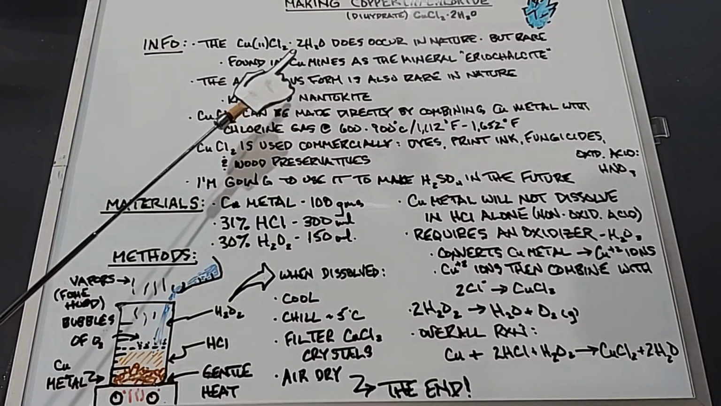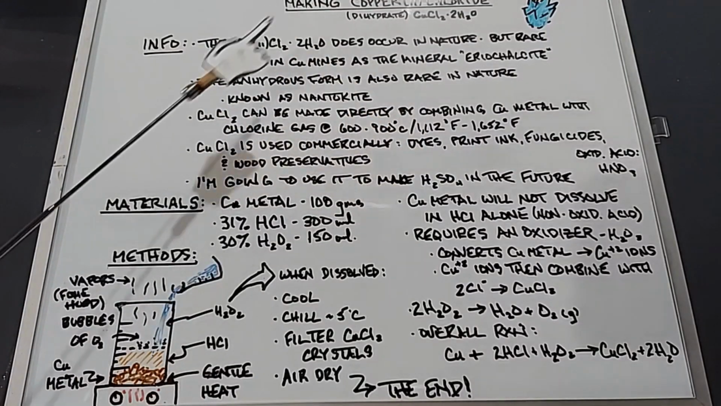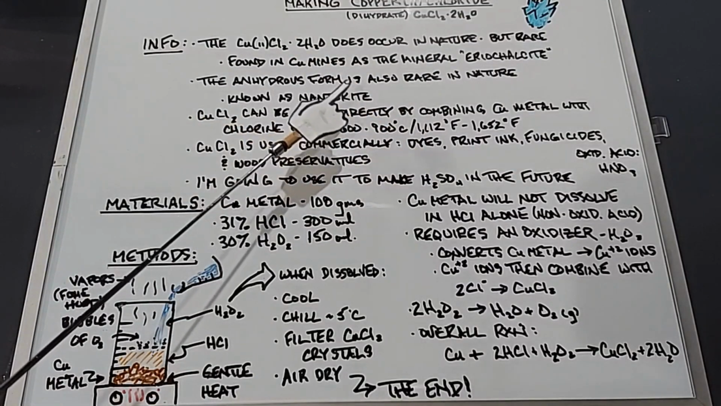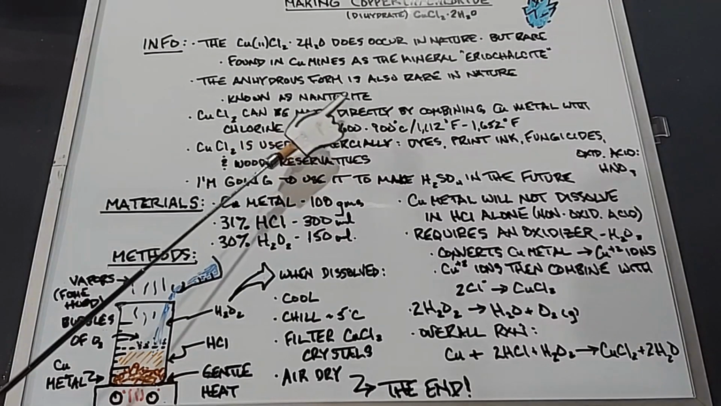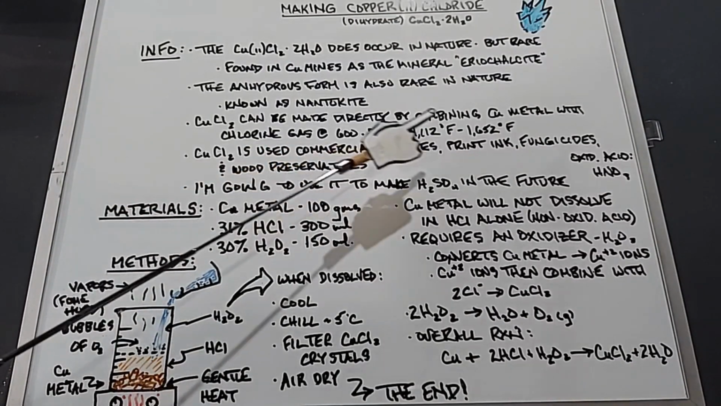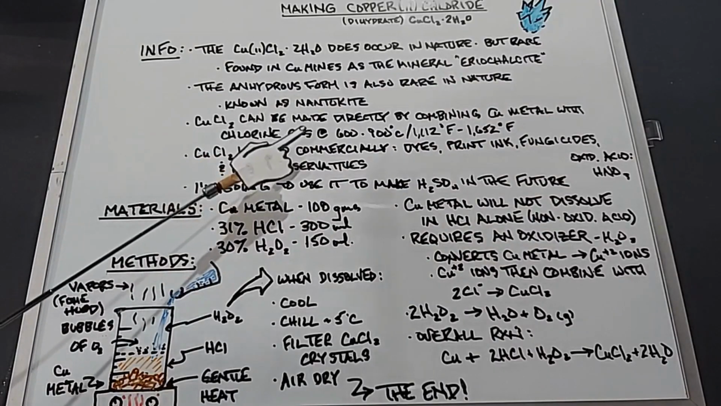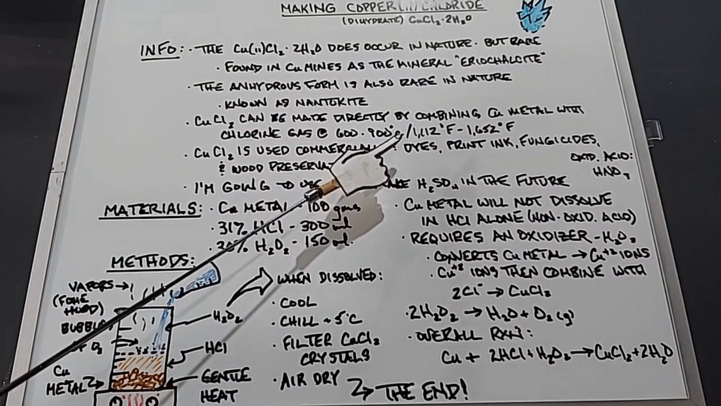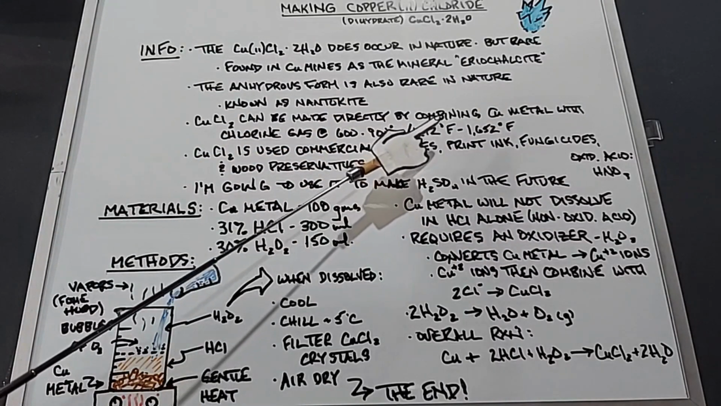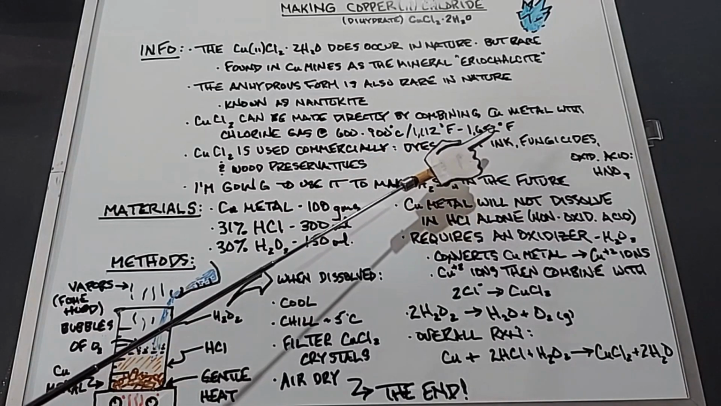The anhydrous form is also found in nature. It's also rare, and it's known as nantokite. That's a tough one. Nantokite. Copper 2 chloride can also be made directly by combining copper metal with chlorine gas at pretty high temperatures, 600 to 900 degrees Celsius or 1112 to 1652 degrees Fahrenheit.